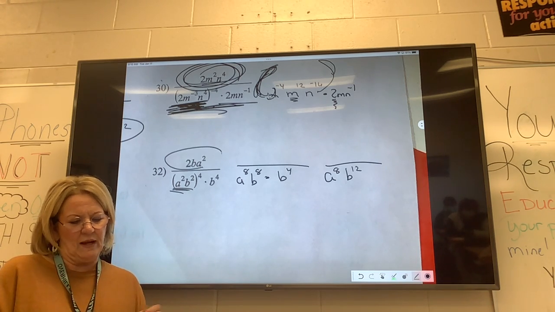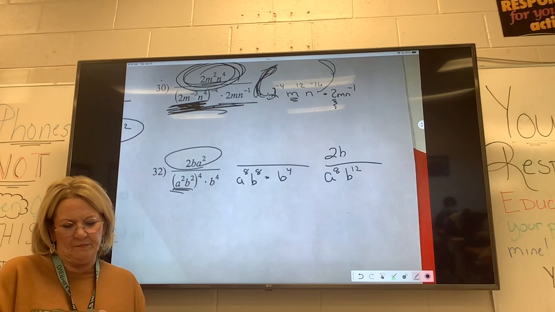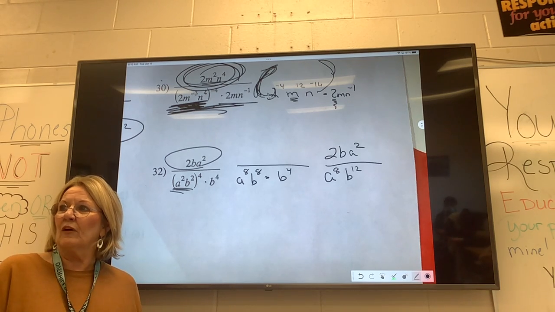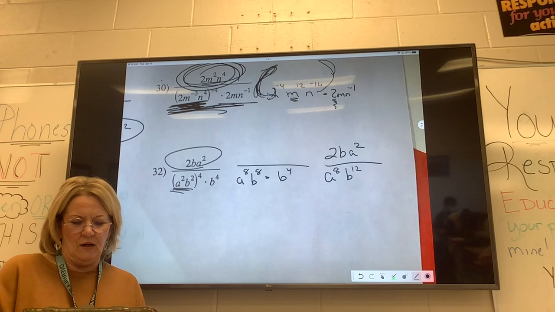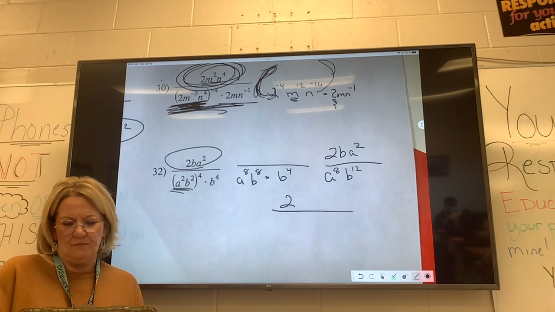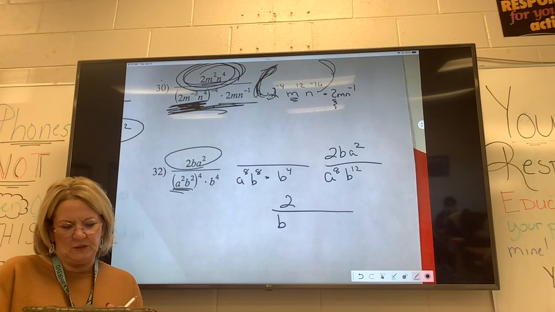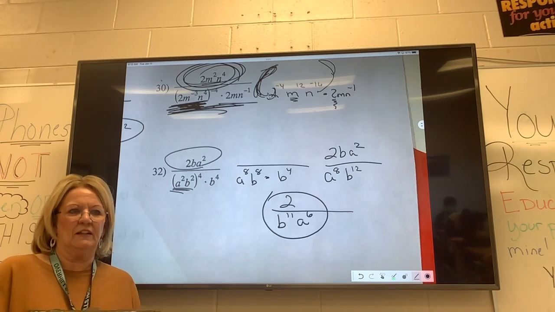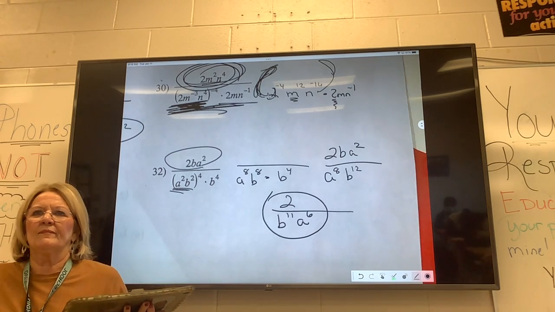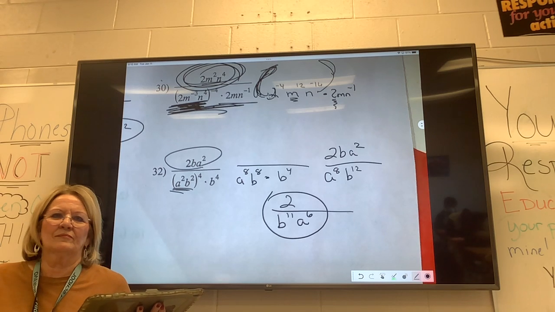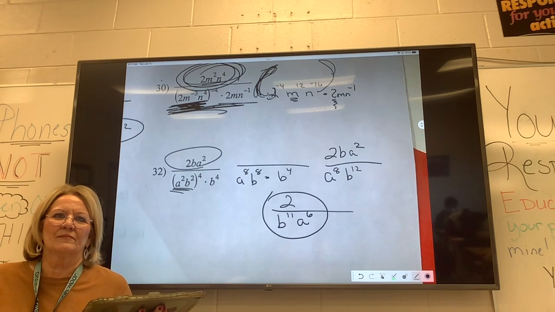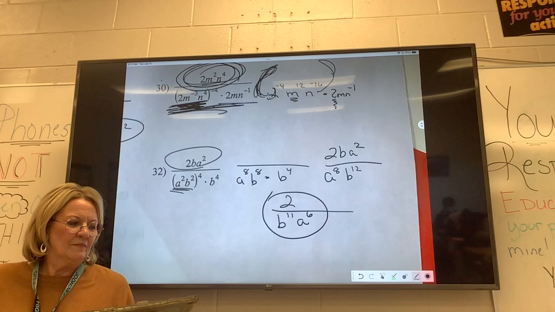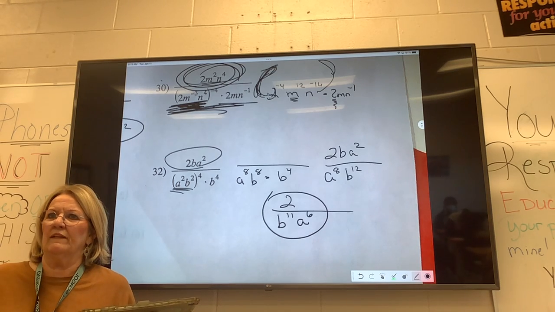Now I'm going to go back and grab the numerator and put it up there. Are you with me? Now I have a 2 on the top. My larger b is on the bottom. 12 minus 1 is 11. My larger a is on the bottom. 8 minus 2 is 6. And that's my final answer. Everybody clear on that?